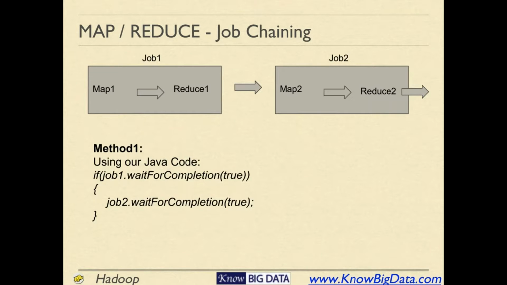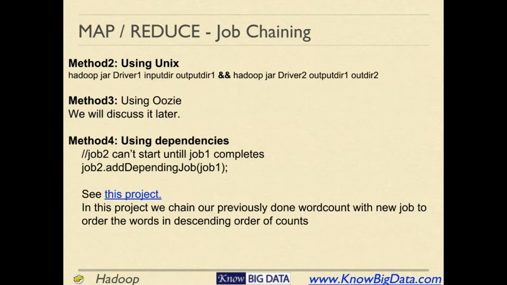All right. The next way of job chaining is using the Unix command. I'm not sure if you are aware, but in Unix, what you can do is command 1 ampersand command 2. This part here is the first command, and this part here is the second command.